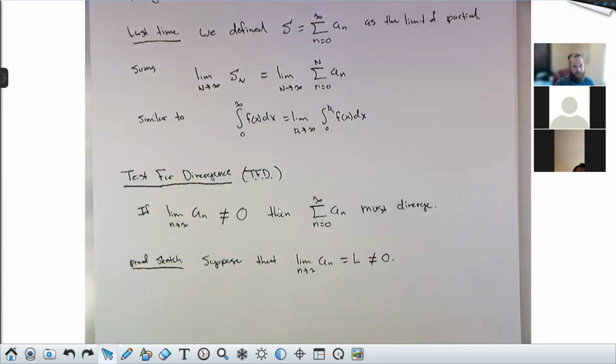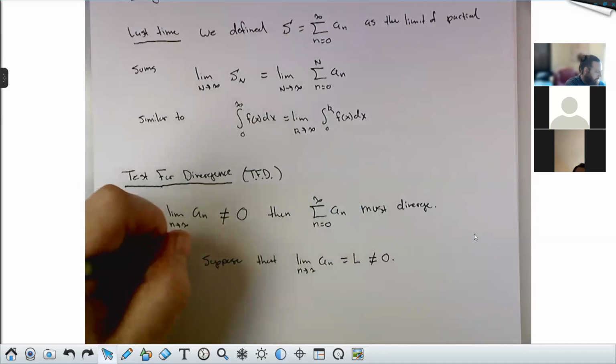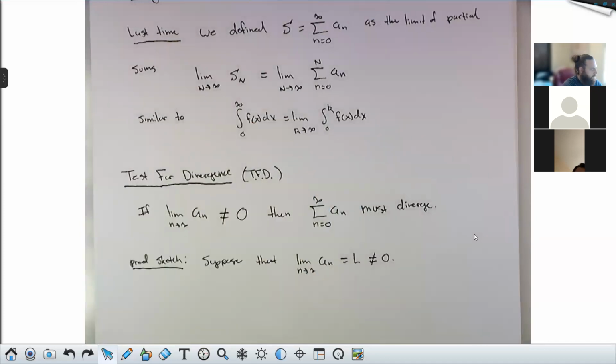The limit is not equal to the series. I want to make that abundantly clear, right? The limit of the an is not sigma an. This thing, sigma, is very, very different from a limit. So please never write sigma an equals lim an. I'll repeat that. But we're assuming that this limit comes out to some number L, which is not 0. And I want to convince you that under those conditions, this series must diverge.